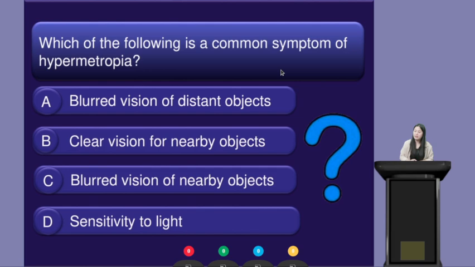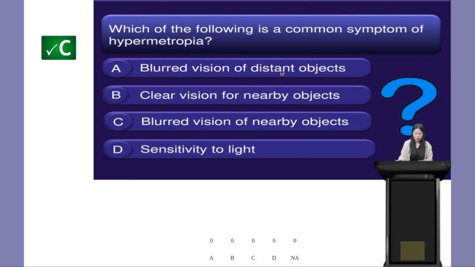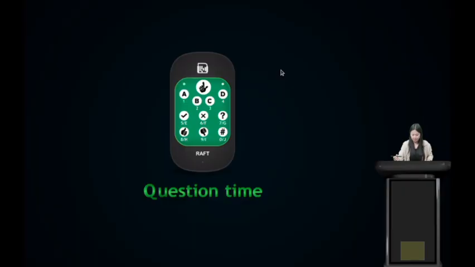Alright, students, your time is up, and yes, good. The correct answer for this question is option C, that is blurred vision of nearby objects. Hypermetropia, also known as farsightedness, can see distant objects clearly, but nearby objects appear blurred. So the correct answer is option C, blurred vision of nearby objects.